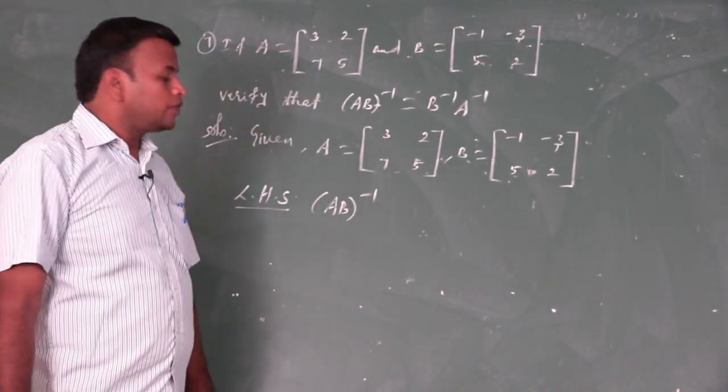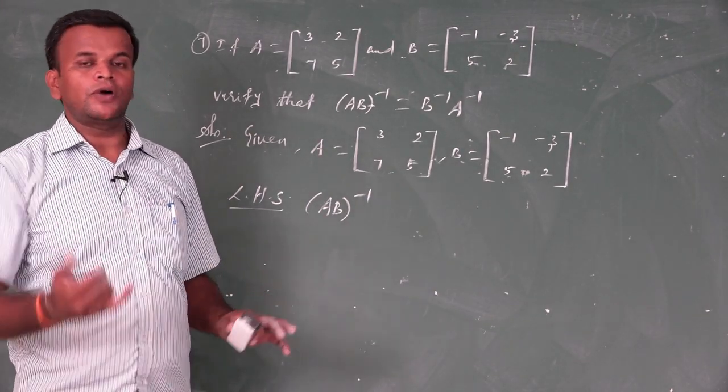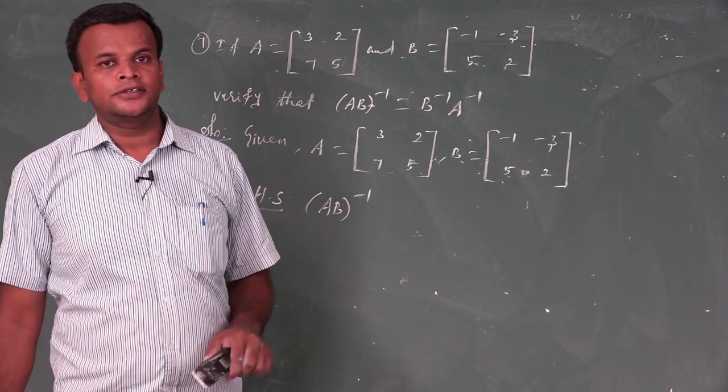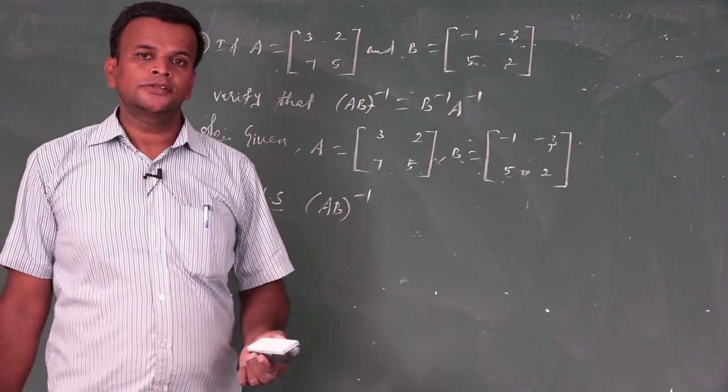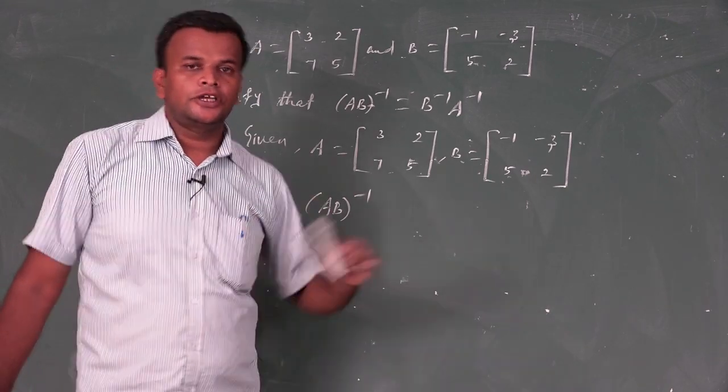What is the formula of A inverse? We already saw how to find the inverse of any matrix. What is the formula of A inverse? 1 by determinant A into adjoint A. What is the formula of B inverse? 1 by determinant B into adjoint B.